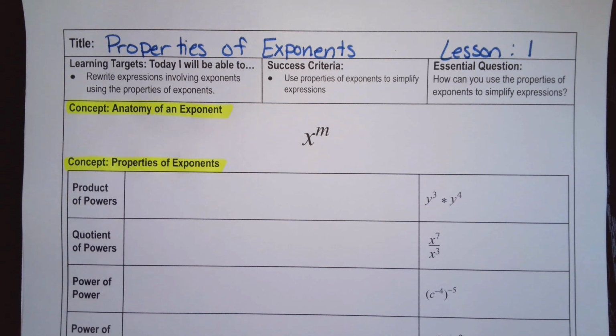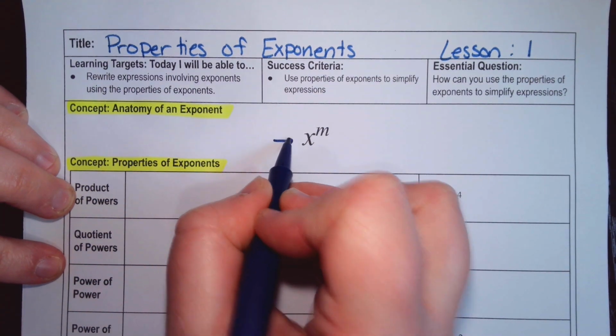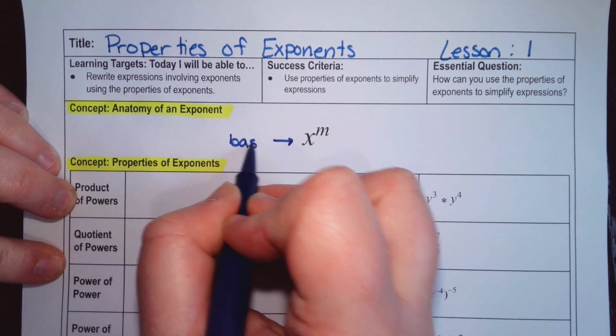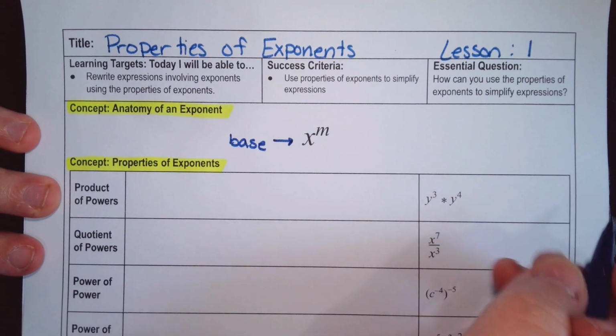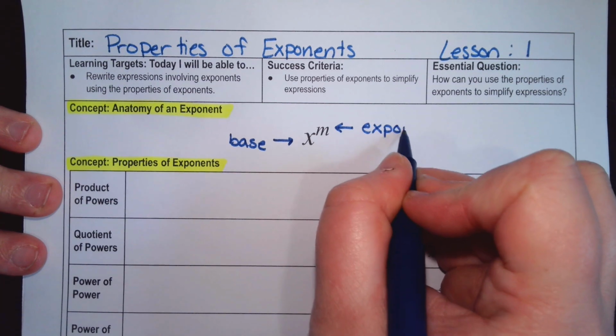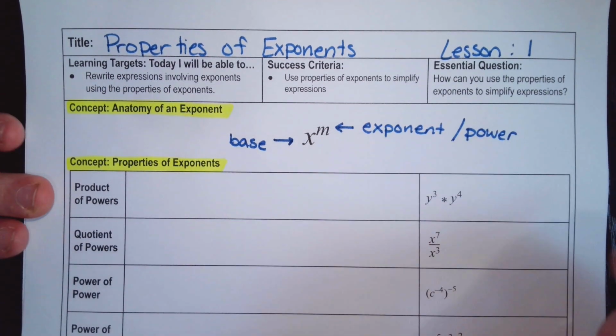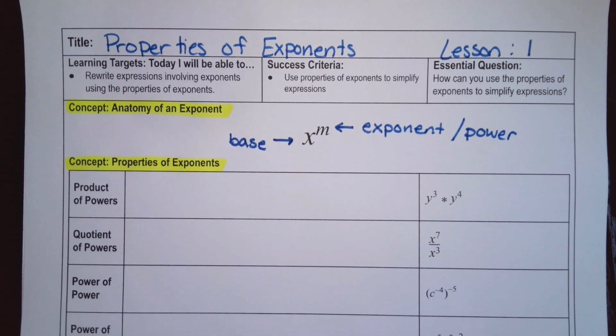So our first concept you need to understand is just the anatomy of an exponent. You need to know the key features of it. So here we have an exponent, x to the power of m. The x we call the base of an exponent, and the m is called our exponent, but it can also be known as our power. So you'll see exponent and power used interchangeably.